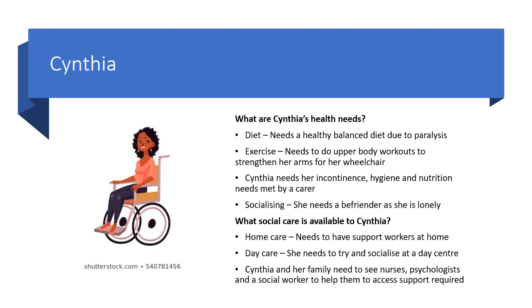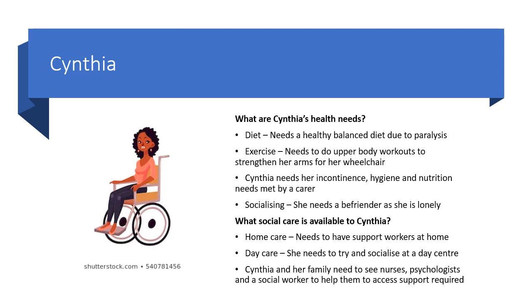So Cynthia's health needs are her diet. She needs a healthy, balanced diet due to paralysis. She needs exercise. She needs to do upper body workouts to strengthen her arms for her wheelchair. She needs her incontinence, hygiene and nutrition needs met by a carer. Socialising. She needs a befriender as she's very lonely when her children are at school and her husband is out at work in the week.